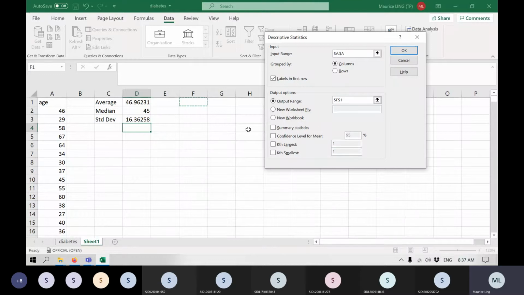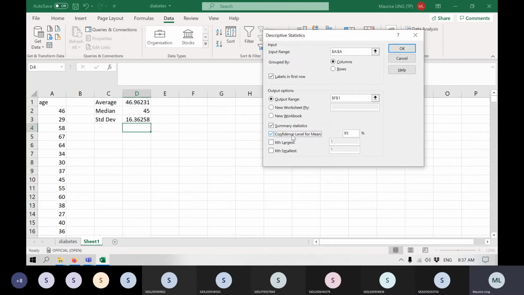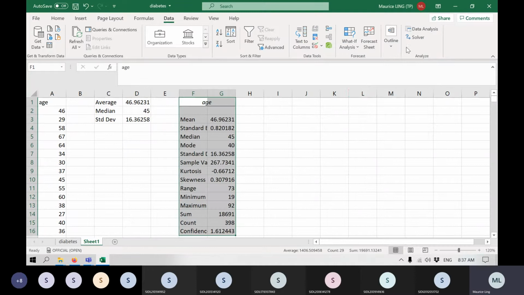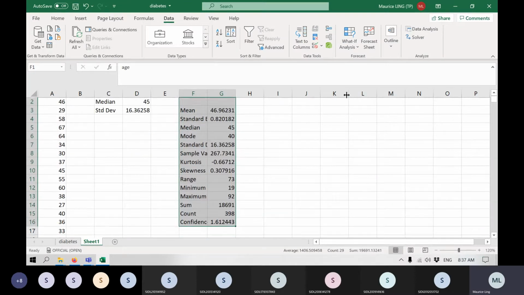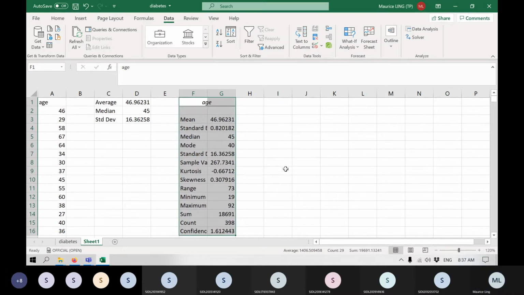So what do I want to display? I want to display the summary statistics. For example, I also want to display the 95% confidence interval as well. So these two. So I just click OK. It will display the statistics for me.